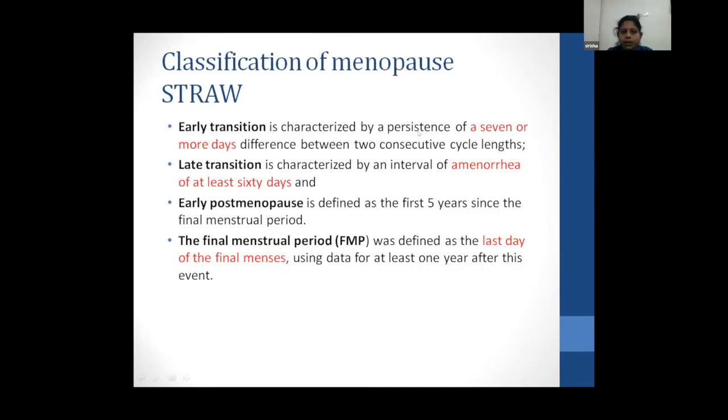Same thing, early transition, what was the menstrual criteria? Seven or more days difference between two consecutive cycle lengths. And for a late transition, amenorrhea of at least 60 days was considered. Early postmenopause is up to 5 years after menopause, and the final menstrual period was defined as the last of final menses, using the data for at least 1 year after this event.